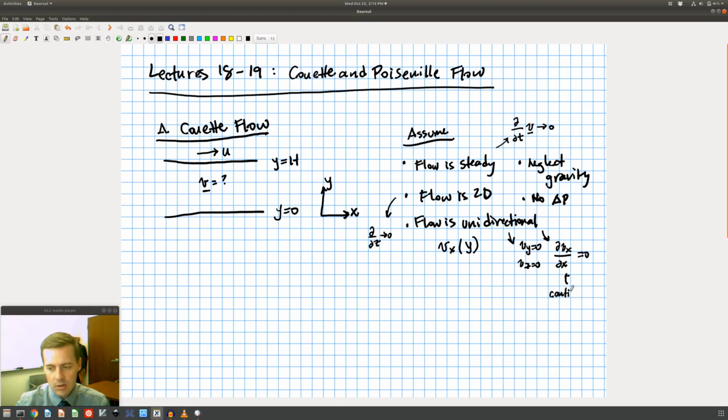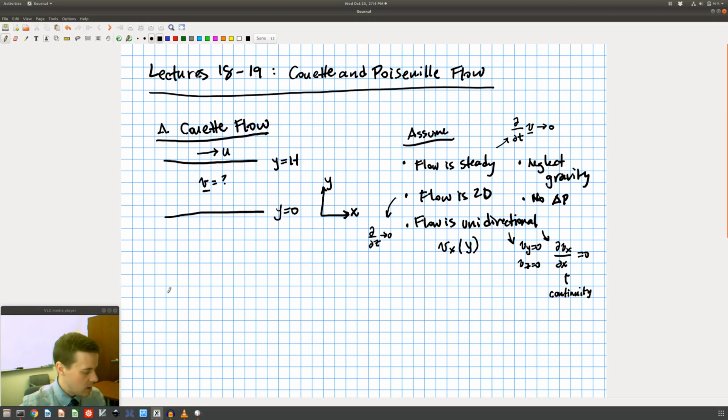We talked about that in class as well. You can verify that on your own. If you write out the continuity equation and you assume that Vy and Vz are 0, you get this. And then we're going to neglect gravitation, and we're going to assume that there's no pressure difference on the two different sides of the plate, in the front and then the rear of the plate.